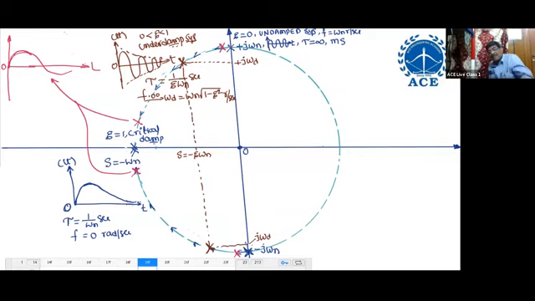When poles are very close to the imaginary axis, the frequency of oscillations is very, very large. This is the complete path of the pole when zeta is greater than 0 and less than or equal to 1.